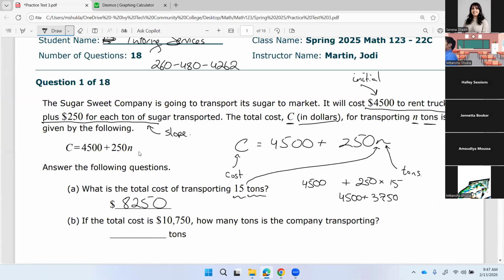So the 3,750 is what, the total sum of 4,500 plus 250 times 15? No, no, no. 250 times 15 is the 3,750, so it's just the 250 times 15. Correct.